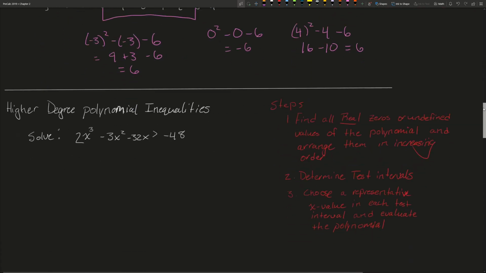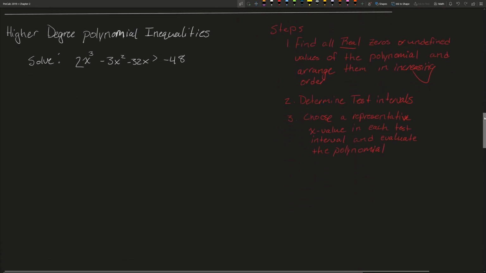Not all polynomials will be of degree 2, however. We can also have higher degree polynomials, but the same steps still occur. So the first thing we need to do is to find all real zeros of this polynomial. But we have to do a little bit of groundwork first. First, we have to add 48 to both sides in order to make the right-hand side 0. Then we have to find the zeros. So we set this entire thing equal to 0.